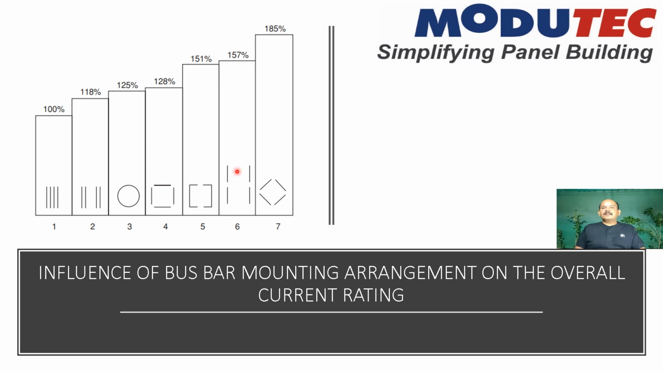If you go for a 2-tier arrangement, this is another arrangement. The same 4 bus bars, instead of side by side, one above the other, this arrangement increases the current carrying by 57%. So from 100 it is almost 157%. If you go for this type of arrangement, it goes to 185%. That means 85% more than 100%. So the current carrying capacity increases to 185% only because of how we make the arrangement of the bus bars.